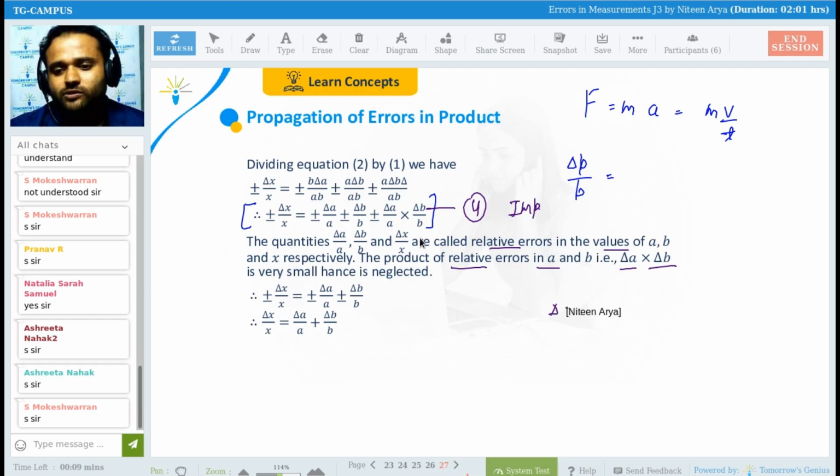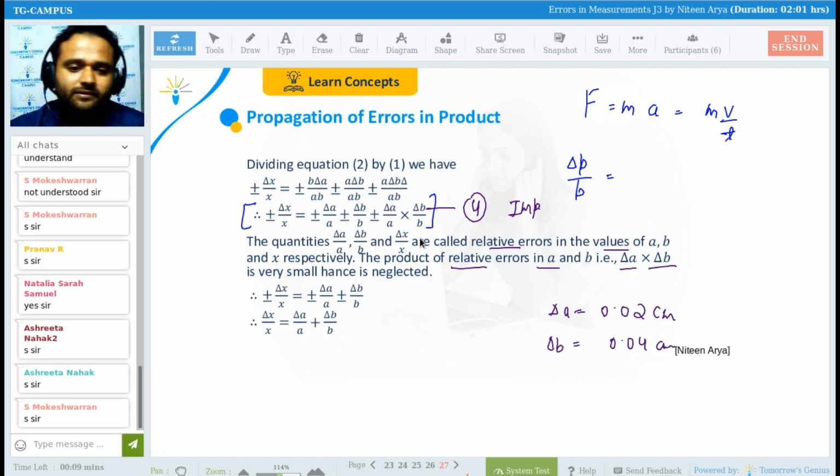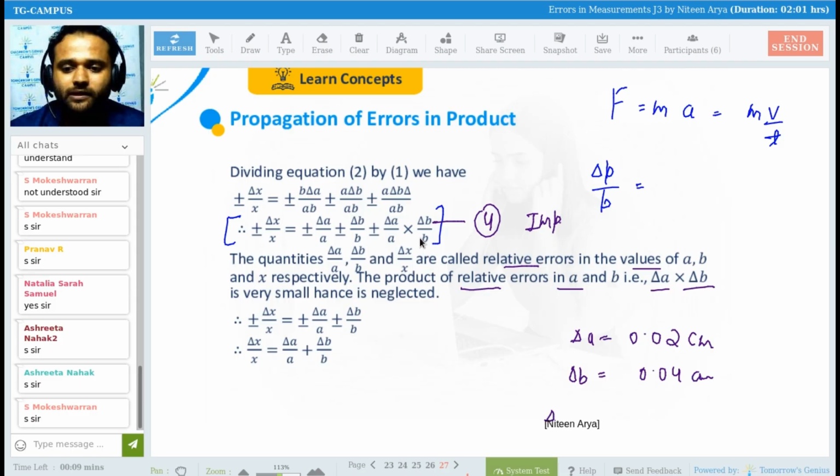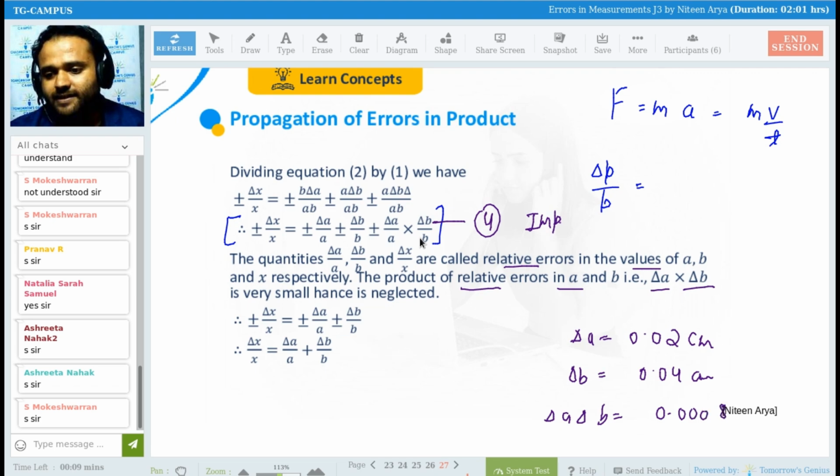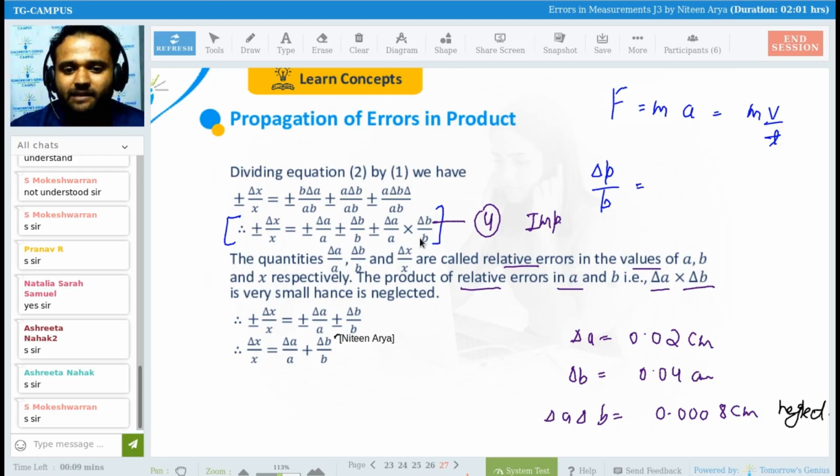Simply, as we know, suppose del A is 0.02 centimeter and del B is 0.04 centimeter. Multiply that, and that is going to be 0.0008 centimeter. Very small. So we can neglect this. The moment we neglect this, then we get the same thing: del x by x equals del a by a plus del b by b.